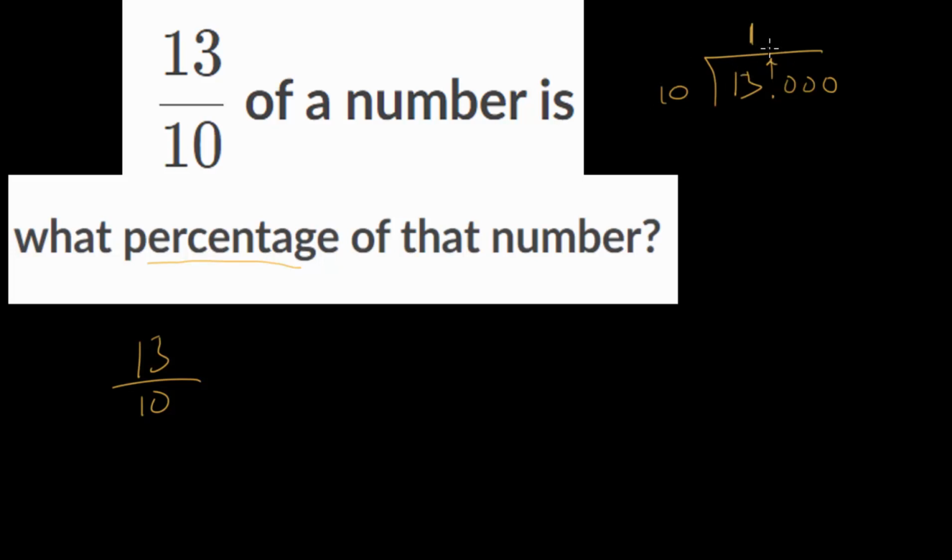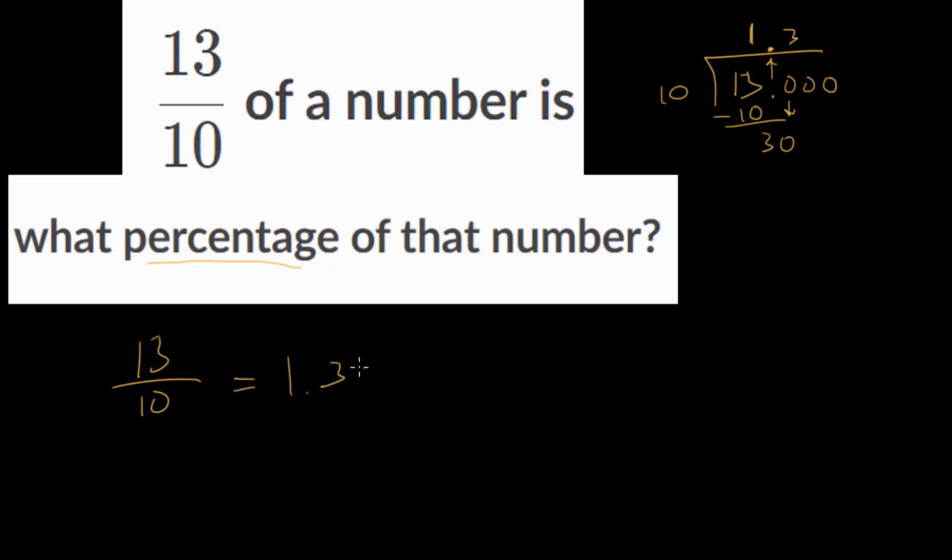And we can bring up this decimal here. We multiply to find that remainder. We then subtract, we get 3. And we bring down the next number. 10 goes into 30 3 times. So we get 1.3 as our decimal here.